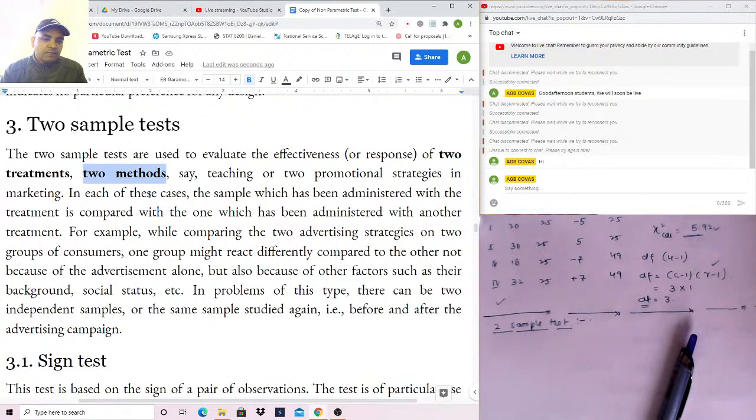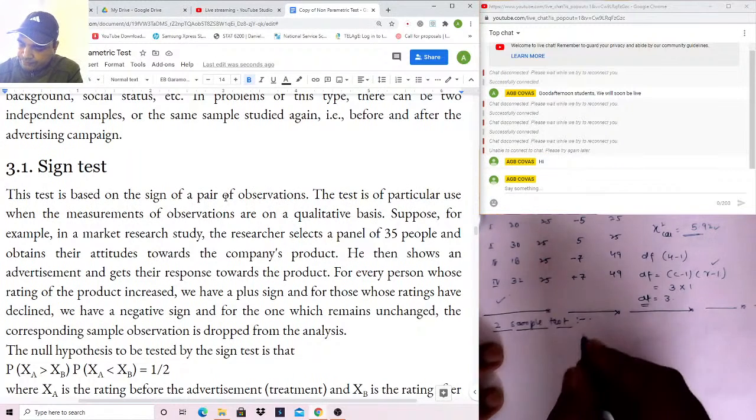Okay. So for example, while comparing two advertising strategies on two groups of consumers, one group might react differently compared to the other, not because of the advertisement alone, but also because of other factors such as their background, social status, etc. So in problems of this type, there can be two independent samples, or the same sample studied again before and after the advertising campaign. So it can be a before and after case, or it can be two different samples. They can be compared with each other using these non-parametric tests. And what are these non-parametric tests? First is the sign test.